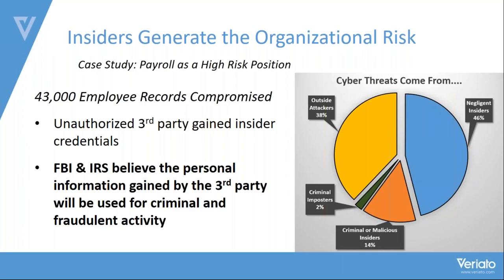Now, how did they find out about it? ALC was alerted by its payroll vendor on February 14th. Happy Valentine's Day to you. So their payroll vendor said an unauthorized party had gained access to their payroll system, and that unauthorized access was gained from December 14th to January 14th. So those people were in there for a whole month, and it wasn't even discovered until the month after that, February 14th. Okay? All right, so that's the case study behind this particular one, using payroll as a high-risk position.